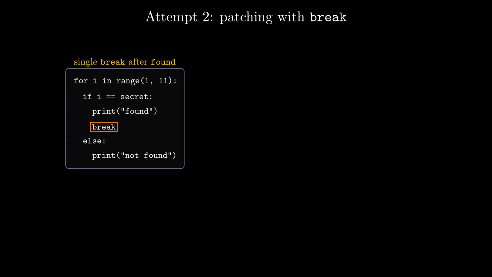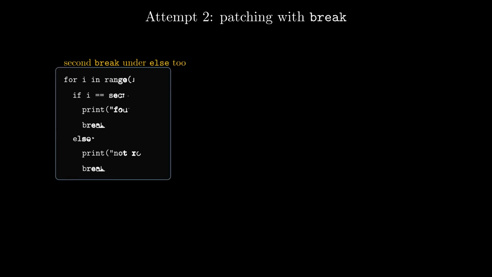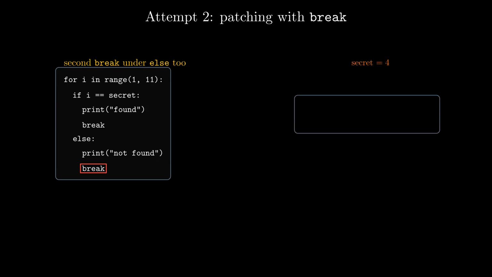This is the classic beginner trap. Maybe break can rescue it. Add a break right after the found case. Now with secret equal to 4, it prints not found for 1, 2, 3, then found at 4, then breaks out. Better, the trailing not found messages are gone, but we still get 3 spurious not founds before the match. So we try adding a second break, this time after the not found print. That breaks out way too early, on the very first pass. With secret equal to 4, the loop checks 1, prints not found, and immediately breaks. So 4 is wrongly reported as not found. Patching with break leads us in circles.